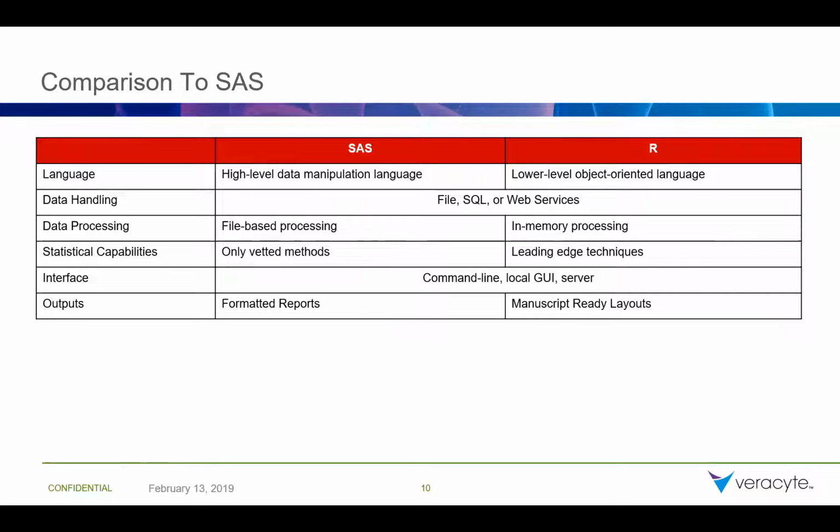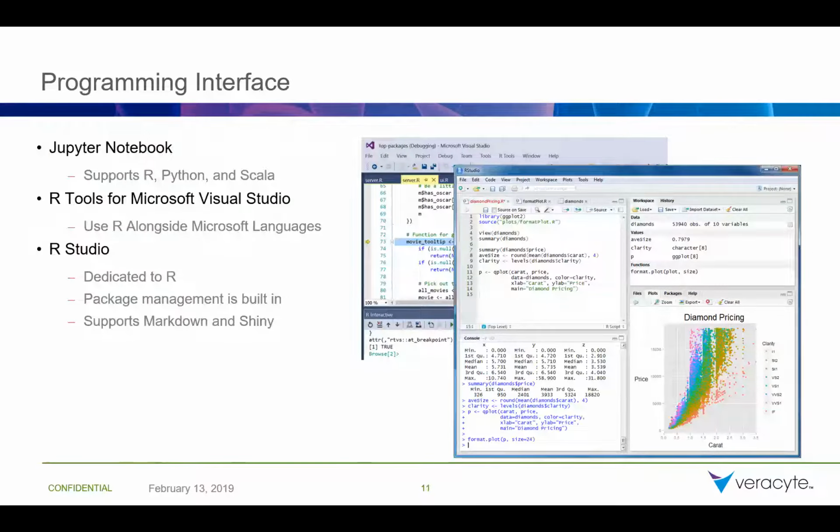And in terms of outputs, we all are familiar probably with the SAS formatted outputs. They look like stick figure graphs usually. There is SAS Graph, which is getting better at the outputs, but R really excels in this area. It has manuscript ready layouts. So you can actually produce manuscript ready documents right as part of your R processing, so you don't have to take those into Word. You can actually generate directly into Word format from your R code if you'd like to do that.